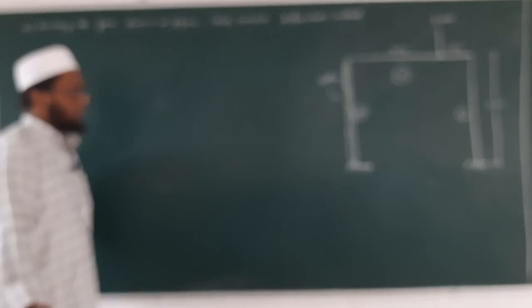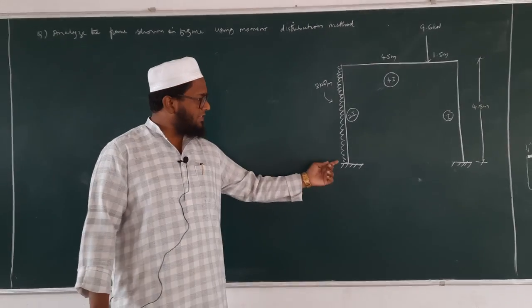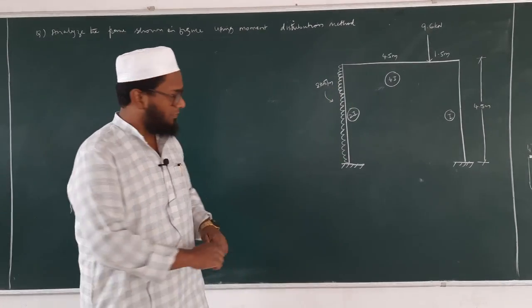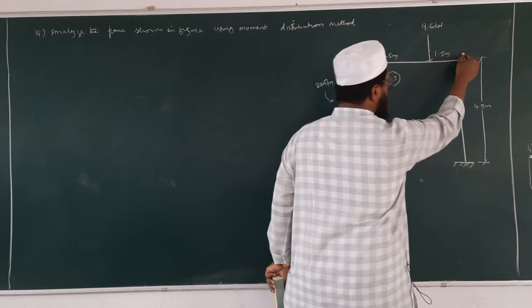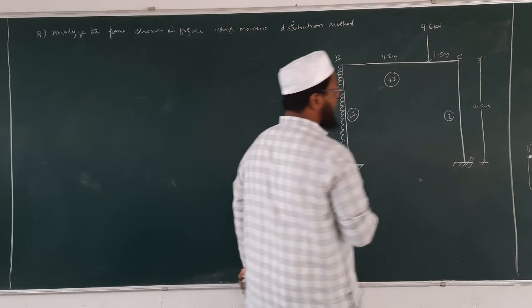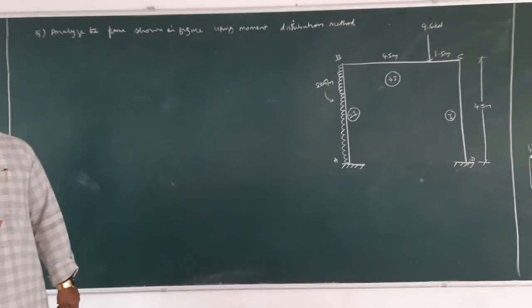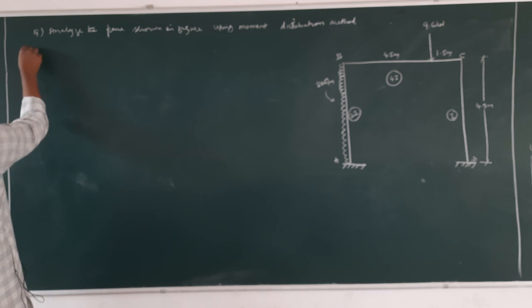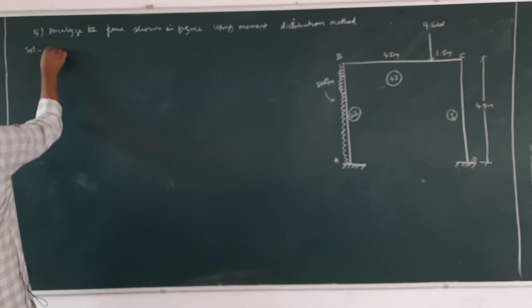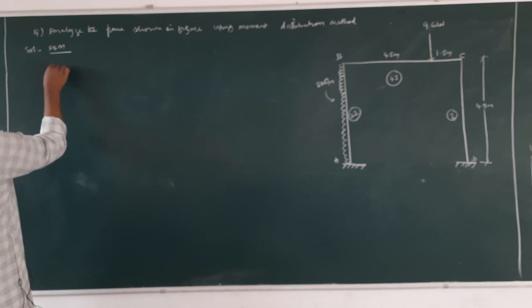Before starting, we'll name this as A, B, C, D. What is the first step we do in the calculation? Fixed end moments, isn't it? So, fixed end moments.